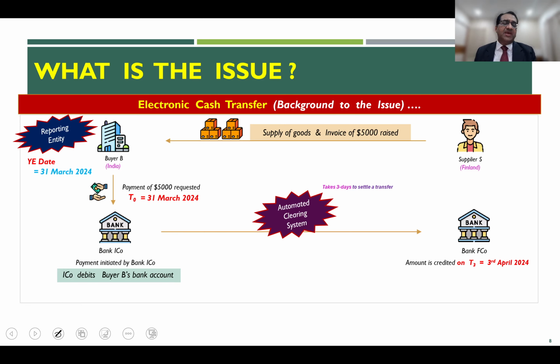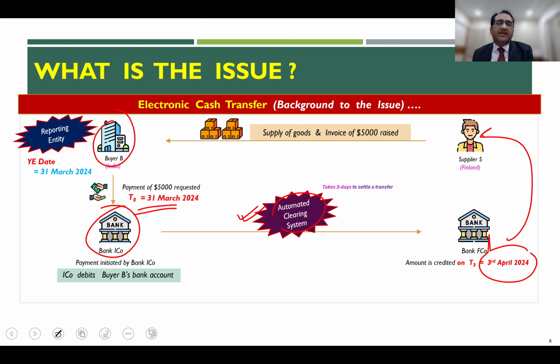Now, in the scenario which was deliberated by the standard setter, it is like this: I, as an entity, using my bank account, initiated the payment on 31st of March, and the payment eventually gets credited to the supplier's bank account on 3rd of April using an automated clearing system, and that automated clearing system takes, for example, 3 days to settle this transfer, which was initiated on 31st of March 2024. Now, the question which was raised, when it comes to buyer B, is what is the date on which buyer B needs to eliminate the creditors from the books of account? Should they eliminate the creditors from their books of account on 31st of March 2024, which happens to be the year-end reporting date, or on 3rd of April when the actual realization is achieved by the supplier S?